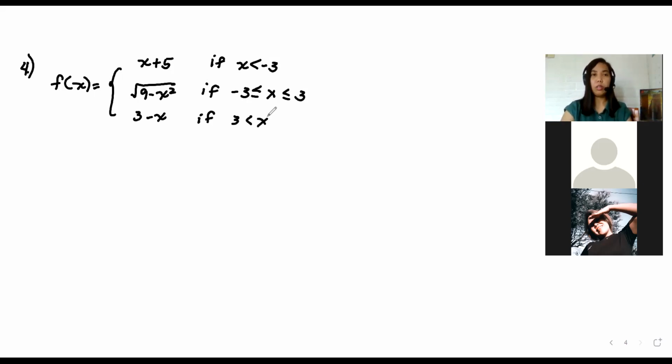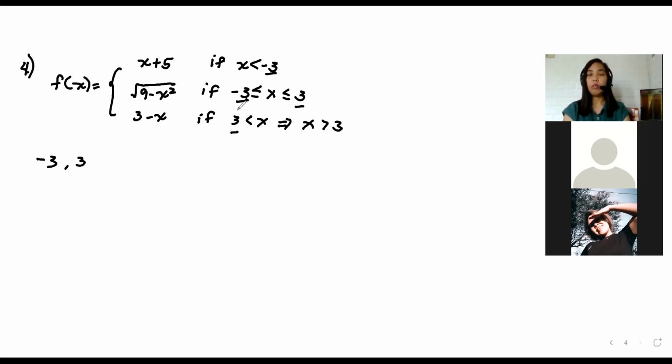Okay, so this is the given piecewise function. We will determine if the limit of the given function exists. As you've noticed, class, in the domain we have -3 and 3. 3 less than x means x greater than 3. So we have -3 and 3. Okay, so what is the value of x?